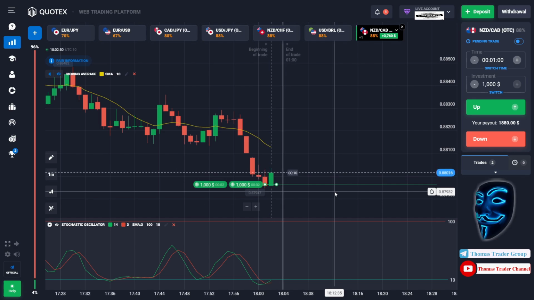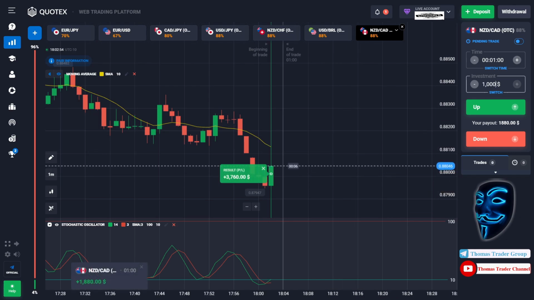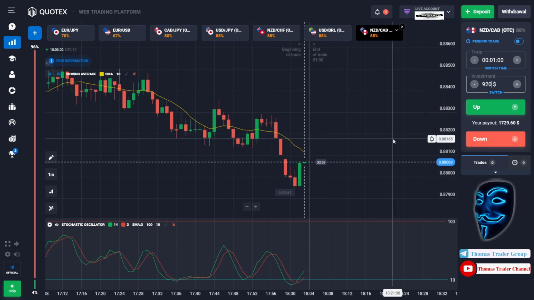We made a right prediction over here. We made a profit of $3,700. Let's divide it into 4. We will open 4 positions of $920 in the next open position. And let's find the other market.